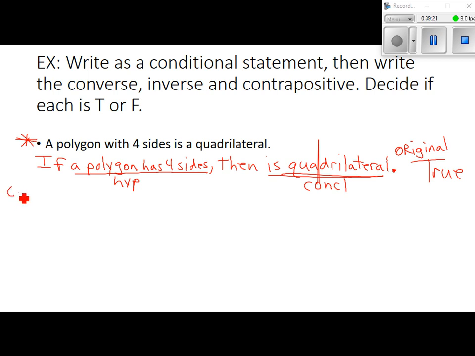Now we want to write the converse, the inverse, and the contrapositive. We'll start off with the converse. Looking back at your notes there, what did the converse do to the original statement? Switching. Now, I would be writing this down in your notes. I guarantee I love these things because they're pretty easy for me to grade, and they shouldn't be hard for you if you know how to do them. So the converse is going to say if what? If quadrilateral, then polygon has 4 sides. Does that make any sense?